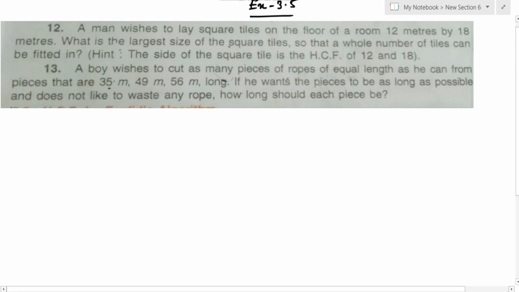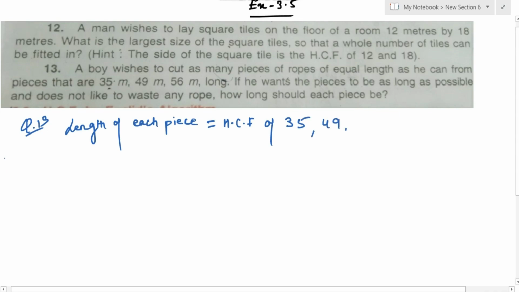Now question 13 is, a boy wishes to cut as many pieces of rope of equal length as he can from pieces that are 35 meters, 49 meters and 56 meters long. If he wants the pieces to be as long as possible and does not want to waste any rope, how long should each piece be? For each piece, at maximum we need to find the SCF. So for this question also we write, the length of each piece will be the SCF of the given three numbers, that is the SCF of 35, 49 and 56.